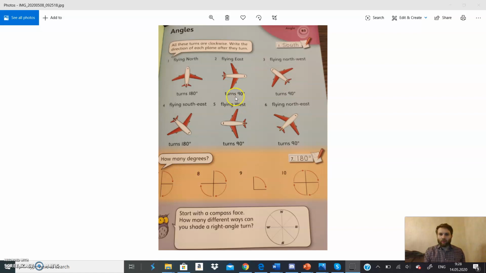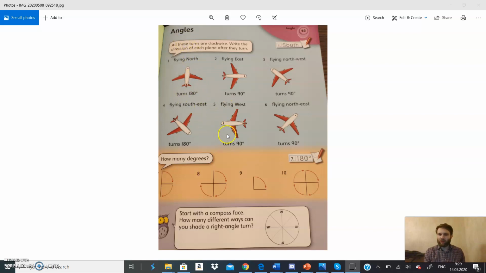So basically, what we need to remember is that a 90-degree turn is a quarter turn, and 180 is a half turn. So if you are facing this way and you turn 180 degrees, you are facing in the opposite direction. And if you turn 90 degrees, you've turned 1/4. Okay, so that 180, you've turned around totally in the opposite direction.